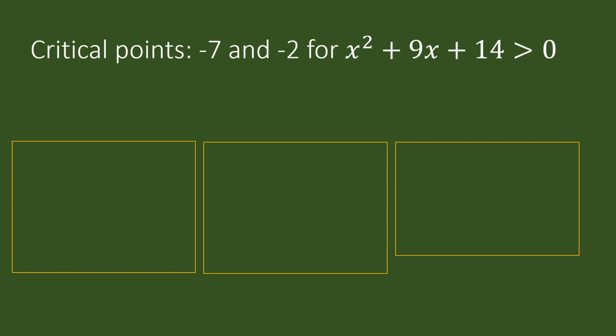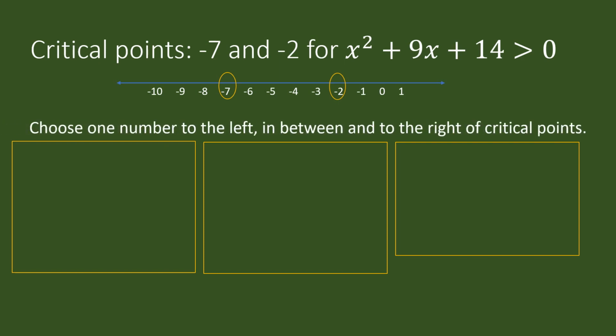After getting the critical points, let us draw a number line where negative 7 and negative 2 are indicated. So we use negative 10 to positive 1. Since the quadratic inequality is greater than symbol, let us use hollow circle for negative 7 and negative 2. Now we will choose one testing point to the left, in between, and to the right of the critical points.